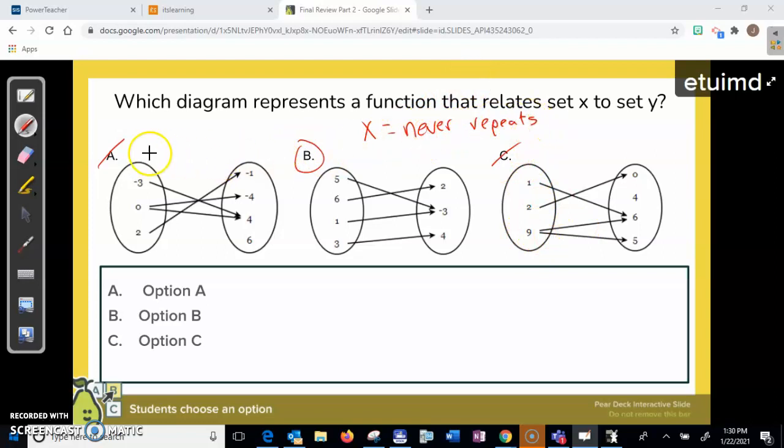X never repeats. It's always labeled X, Y, X, Y, X, Y. Always. Go ahead and continue. The answer is B, obviously, right? Next one.